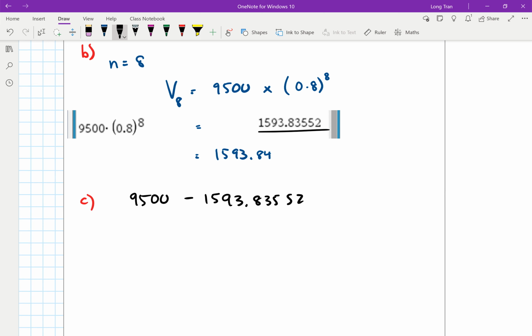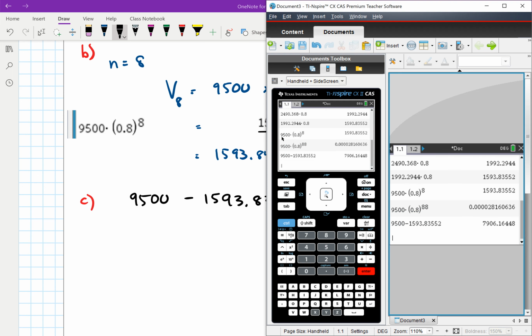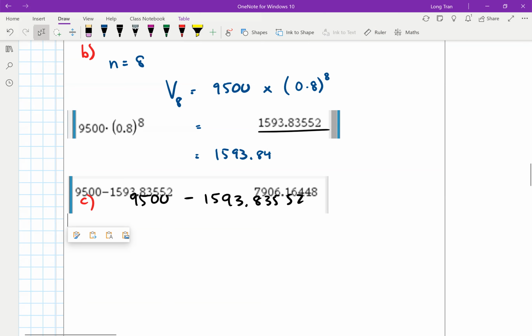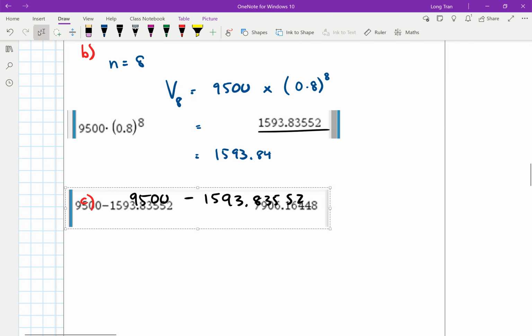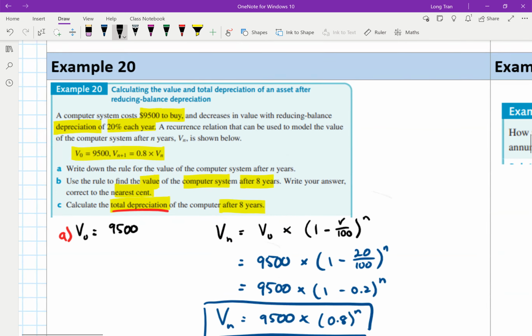So if I go with that, here we go to our calculator, 9,500 minus, and I'll go back and highlight, that's the value. That's my actual value there. So I'm just going to copy paste this section. Can I enter it down? There we go. So answer must be $7,906. And if you want to round this one now, that's okay. Okay, so that tells me the difference. That's how much I've lost, and that's what they mean by total depreciation.